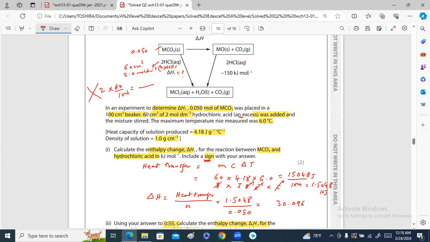Then you have to put a sign as well. If we are going to do this experiment, the maximum temperature rise, so the temperature increases, this value should be negative. You can use the negative sign at the start of this heat transfer as well. So this negative sign indicates that the overall reaction is exothermic. Now we have the value of this part, which is negative 30.096. We have the value of this part as well, which is negative 150. So we can calculate the value of thermal decomposition of metal carbonate.